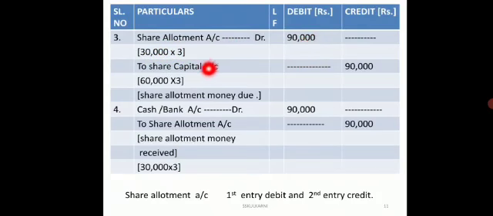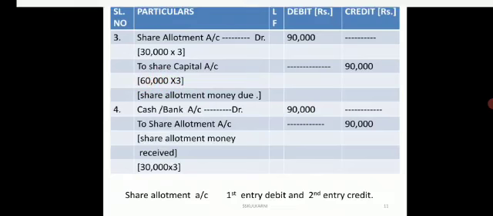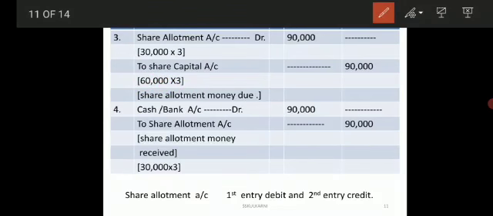Now this amount is collected for the purpose of the company's capital. So share allotment account is debited to share capital 90,000. By mistake it is written as 60, it should be 30. So don't take this. It is to be cancelled.